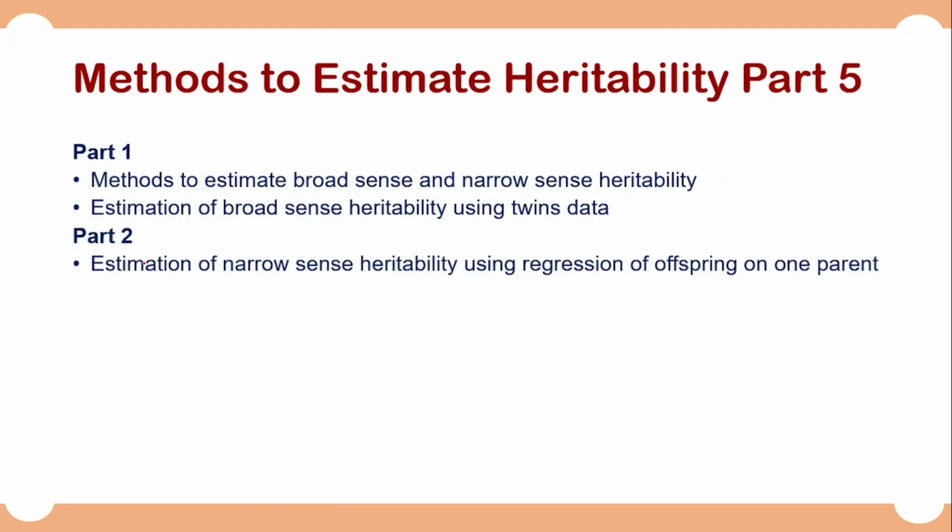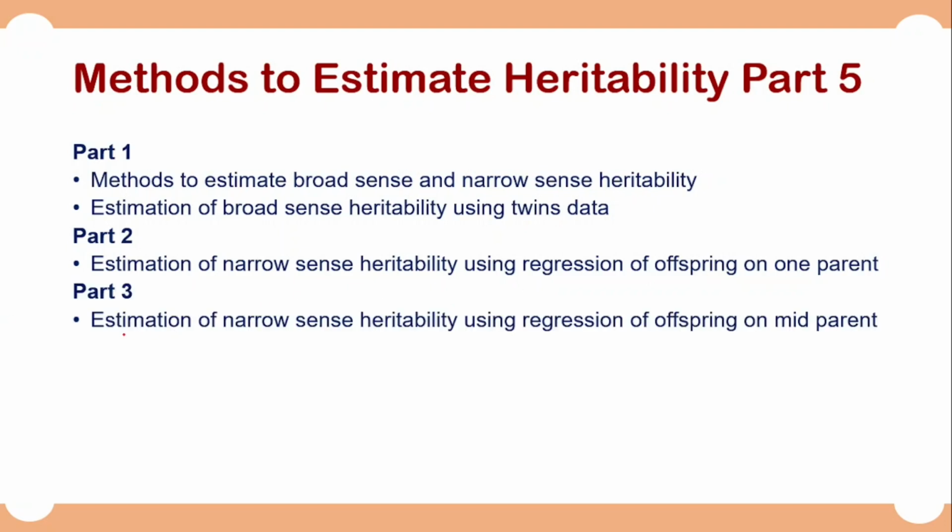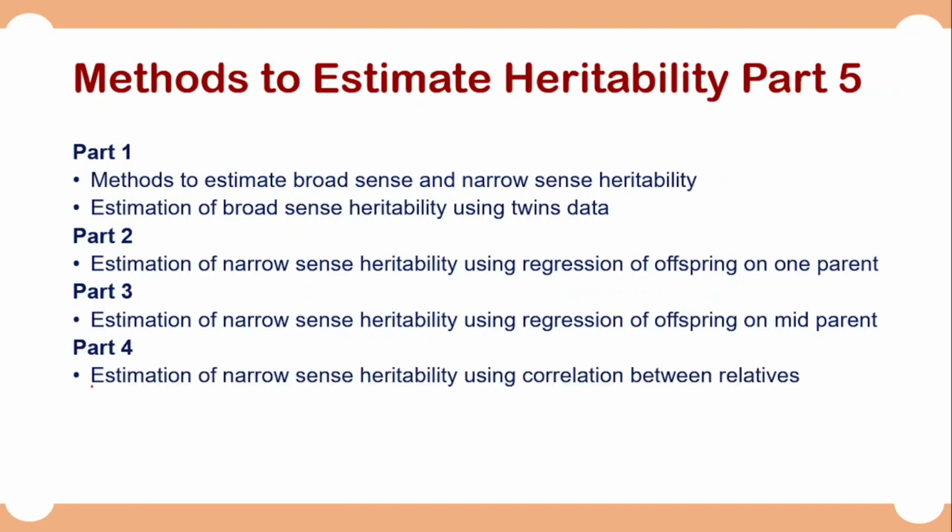In part 2, I talked about the estimation of narrow sense heritability using regression of offspring on one parent. In part 3, I talked about the estimation of narrow sense heritability using regression of offspring on mid-parent. In part 4, I talked about the estimation of narrow sense heritability using correlation between relatives.